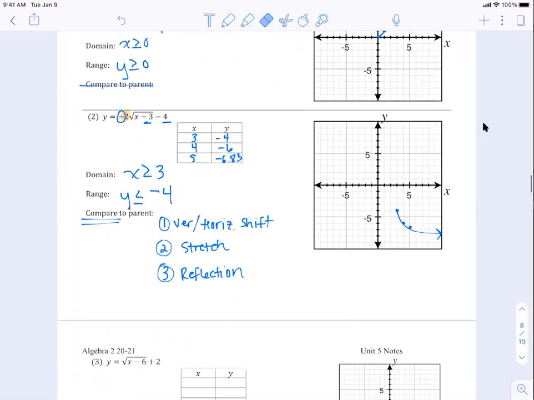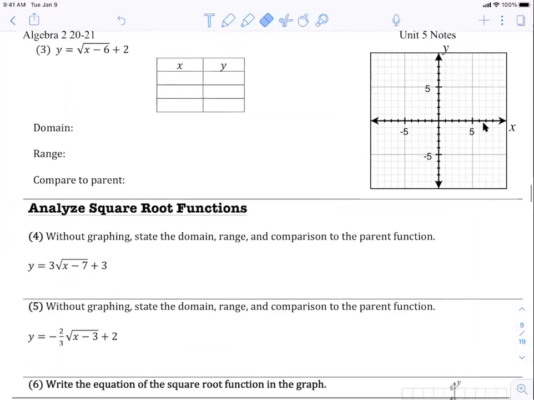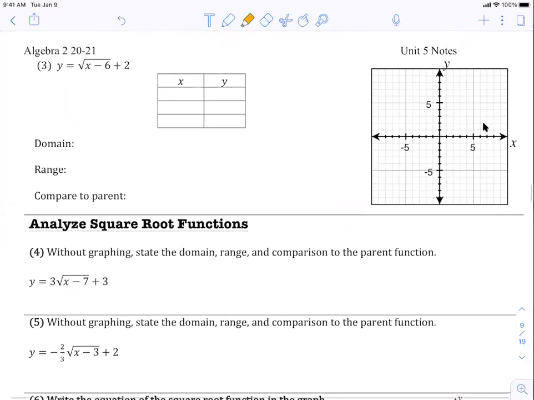Okay. So what I want you guys to do, I want you guys to pause your video and try example number 3.